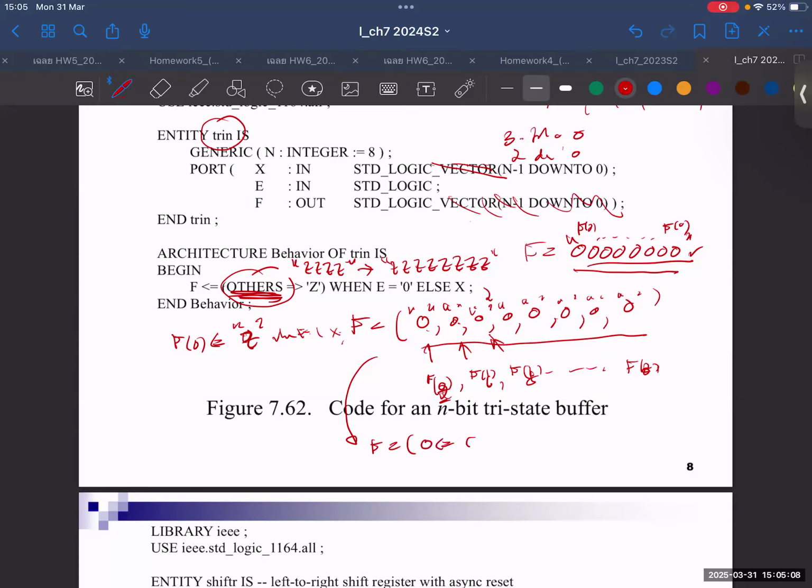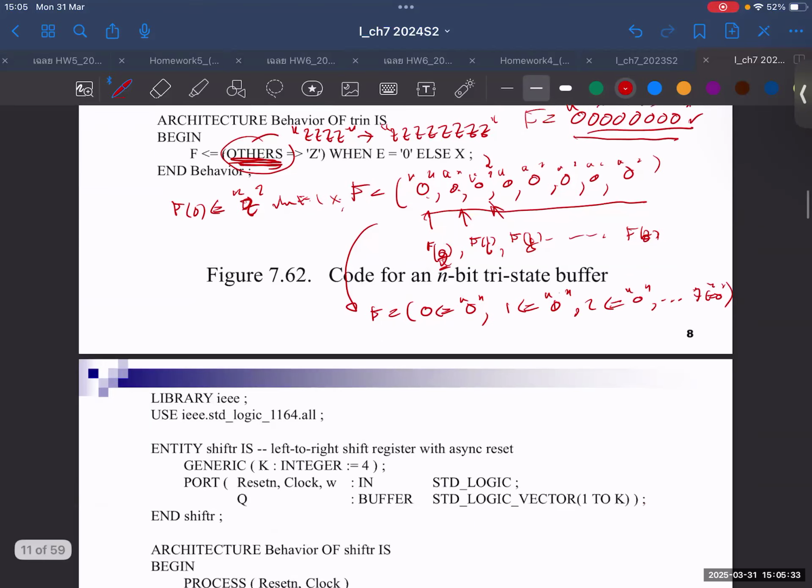You just write this: F0 gets 0. What does it mean? This means F of 0 gets string 0, F of 1 gets string 0, F of 2 gets string 0, and so on to F of 7 gets string 0. Understand? This is the explicit one. Why is it good? Because it's explicit, you can actually swap the positions, because now you are so clear about it. You can actually change this one.